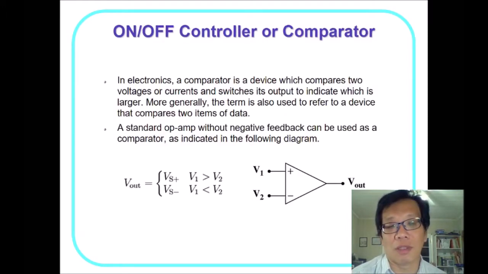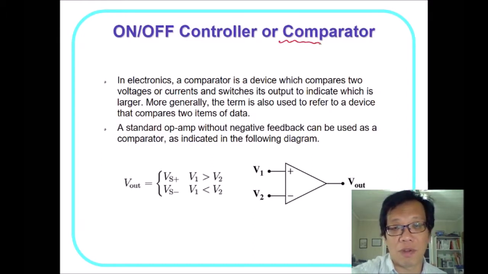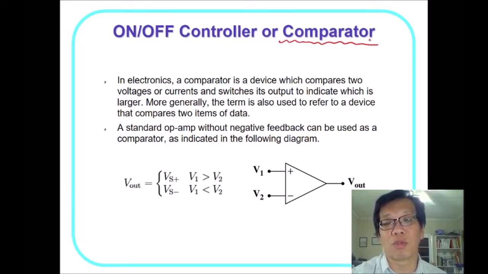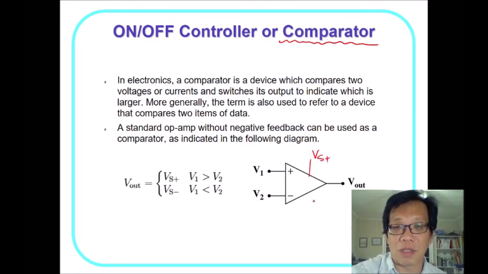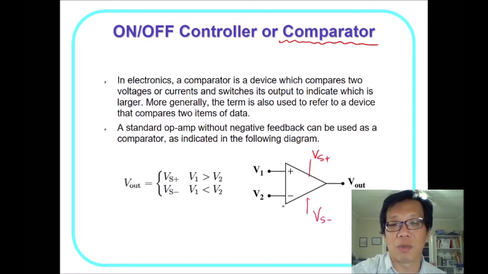So just like what I said, if you want to use an on-off controller or comparator, this is a very specific term we use for an operational amplifier circuit. Either we use an on-off controller or a comparator, that is basically the same. If you have V1 and V2, where V1 is your non-inverting input and V2 is your inverting input, then if V1 is greater than V2, the output is going to be VS plus. If V1 is smaller than V2, the output is going to be VS minus.